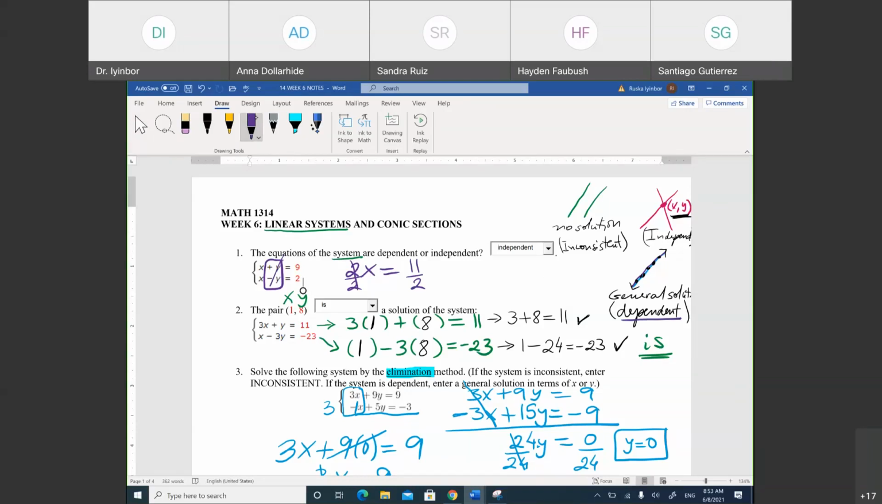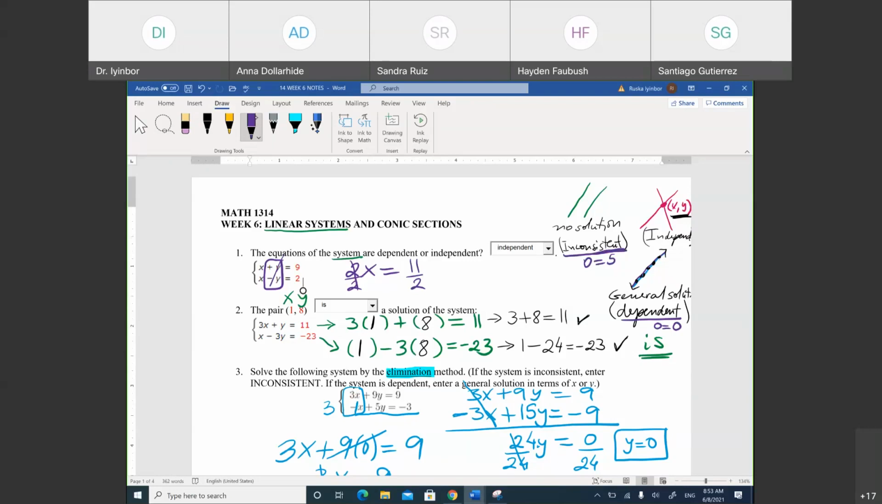So when you solve a system and it's dependent, you're going to get 0 equals 0. X is going to cancel and Y is going to cancel, and everything is going to cancel. When you get 0 equals 0, that's dependent. Now, when you solve it and it's inconsistent, you're going to get 0 equals something else, like 0 equals 5, for example. If you get two different numbers equal to each other, then you have no solution.